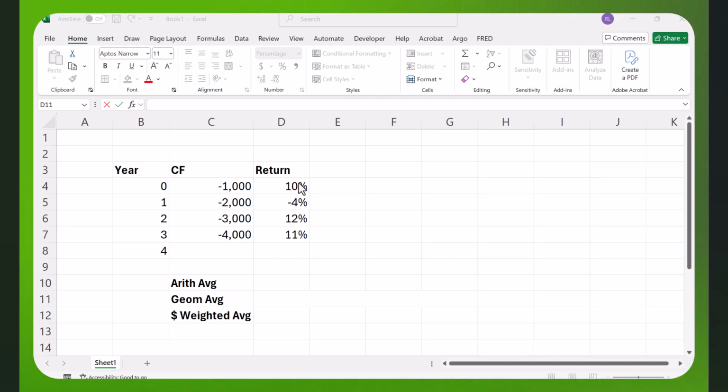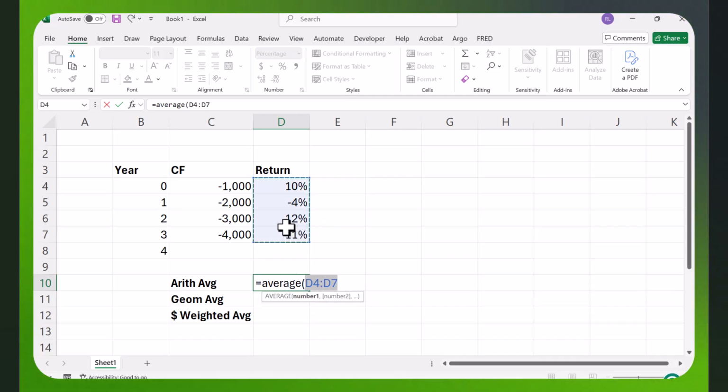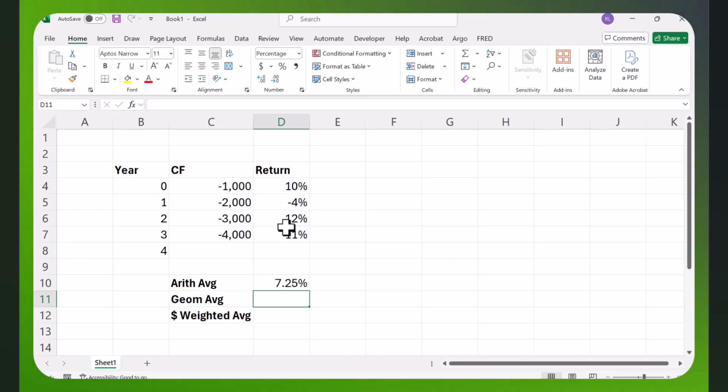And then you're going to get these returns: 10% between year 0 and year 1, minus 4% between 1 and 2, 12% between 2 and 3, and 11% between 3 and 4. So if we want to calculate the arithmetic average, that's quite easy. We can just use the average function and take the average of the returns that are here. And we get 7.25%.